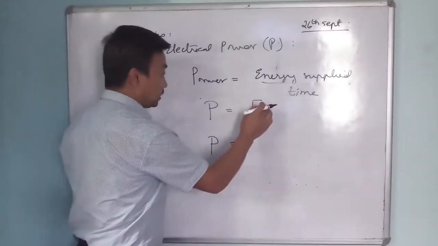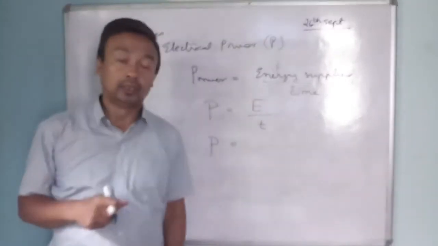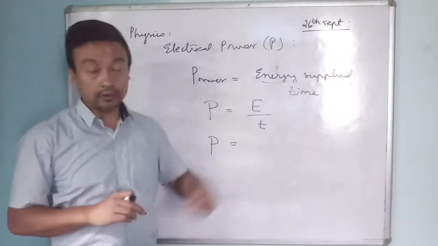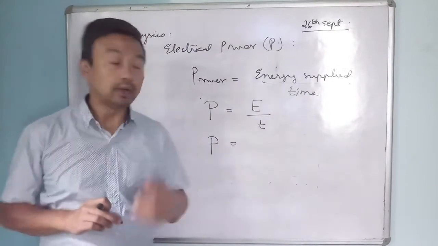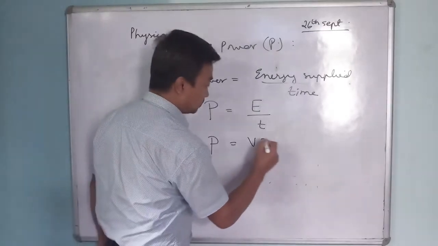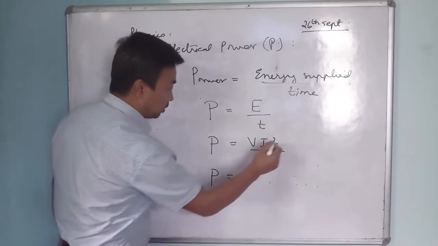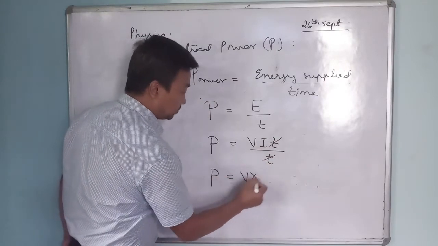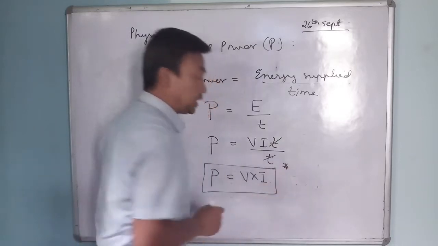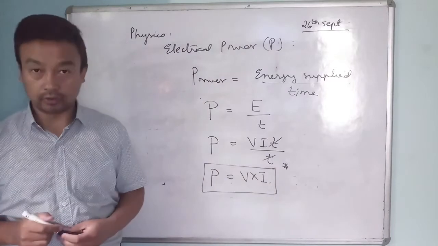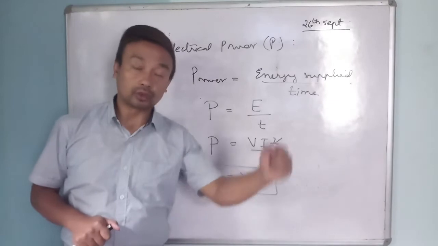So energy, we have just found the formula for the energy in the previous topic. Electrical energy, the first expression is V into I into T. Yes or no? So therefore, we find that power, T and T will cancel. It will be V into I. So this is your expression for the electrical power. That means the potential difference into the current flowing through the circuit.